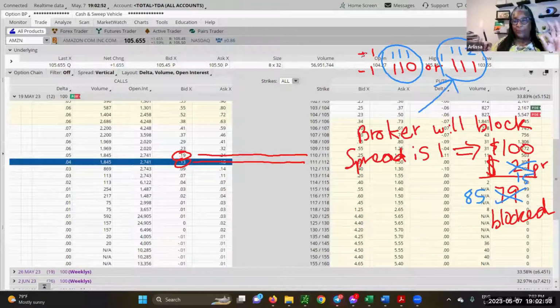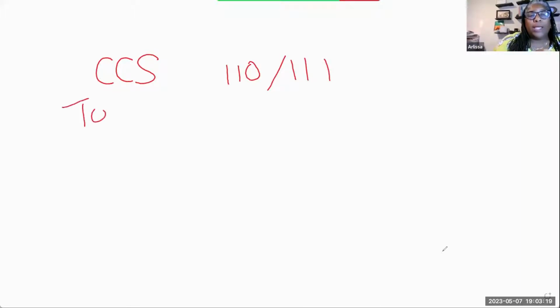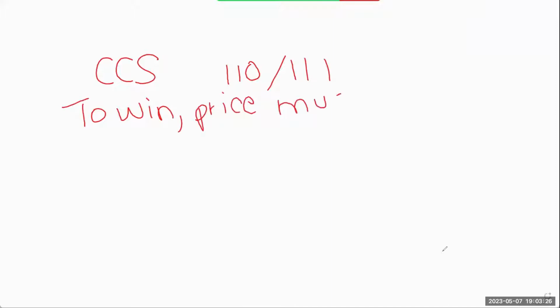Now, what's important here? This is what you need to understand. Where does the price need to stay in order for you to win this trade? If you pick a call credit spread and you pick 110, 111, to win this trade, where does price need to close? Below that? Below which of these?